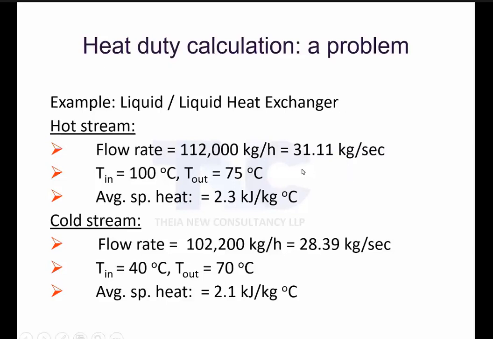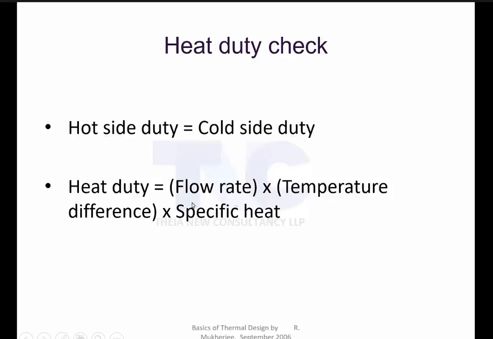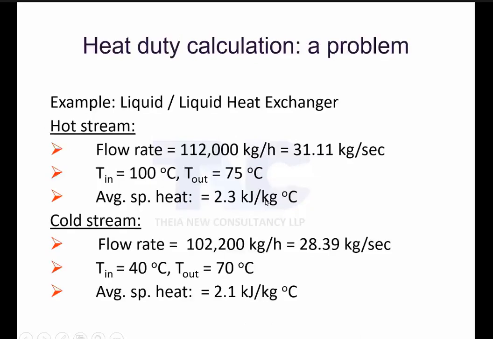I want you to find out the hot stream duty, and I want you to find out the cold stream duty. Can anyone tell me? Here the formula is MCp delta T. The LMTD will be used only in the exchanger. Remember, whenever you see the duty of the exchanger, you will see UA LMTD. Whenever you see the hot side and cold fluid, it is the simple formula MCp delta T, right? So can anyone do it and tell me what is the heat duty?